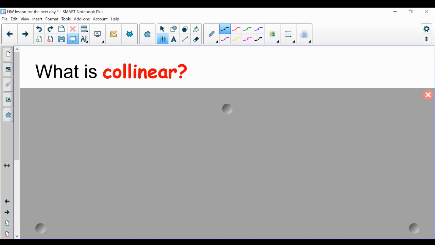Okay, next we have collinear. We're going to separate this vocabulary in two parts, into co and linear. So co, think about co-worker. What does co-worker mean? It means that we're working together. Co-pay, right? I think co-pay means we're paying it together. So co means together.